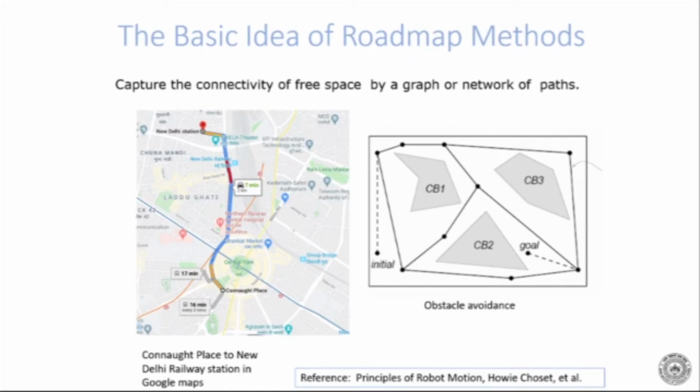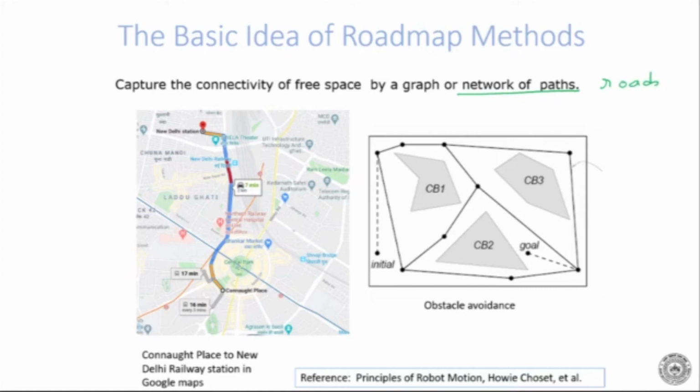and the next couple of lectures are on basic methods, as I just talked about. So today we'll start off with road maps. Now the basic idea of the road map method is to capture the connectivity of free space by a graph or network of paths or roads.